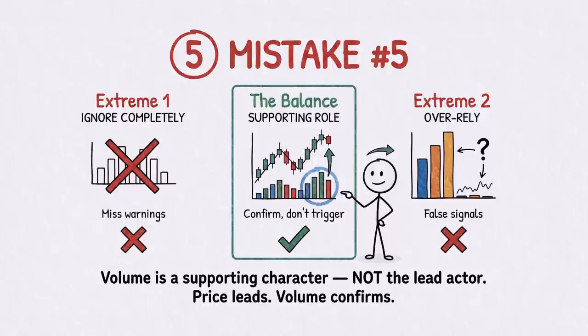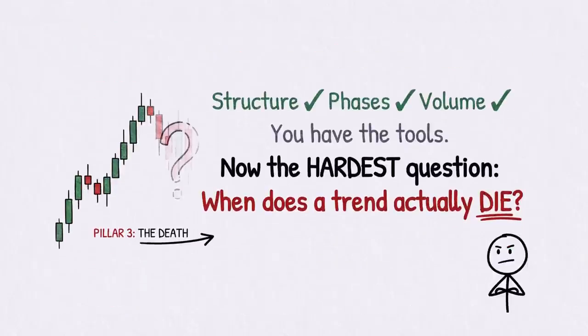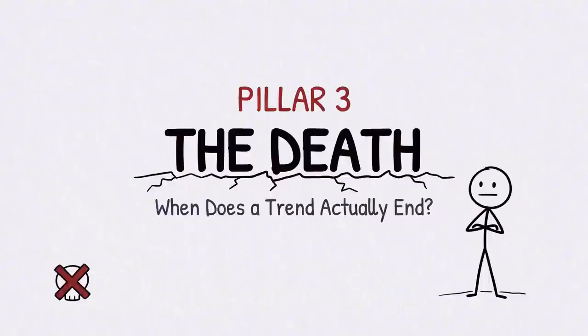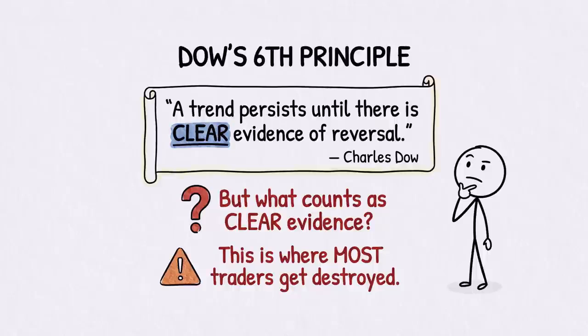You have the tools. Now the hardest question any trader faces, when does a trend actually die? This is the question that separates profitable traders from everyone else. Dow's 6th principle says, a trend persists until there is clear evidence of reversal. But what counts as clear evidence? This is where most traders get destroyed.